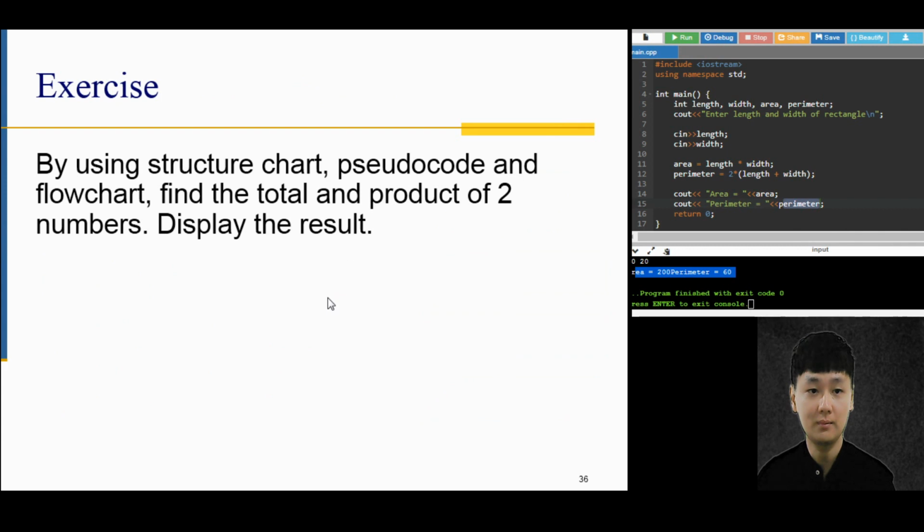So here is the exercise. By using a structure chart, a pseudocode and a flowchart, find out the total and the product of two numbers. Display the result. So in this exercise, I'm not going to ask you to write a program, but just to plan your work using a structure chart, pseudocode and flowchart. I'm not going to give you the answer for this exercise. So take out a piece of paper and a pen and work it out by yourself and comment your answer below. Okay.